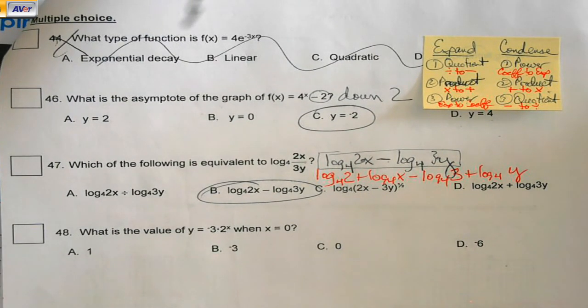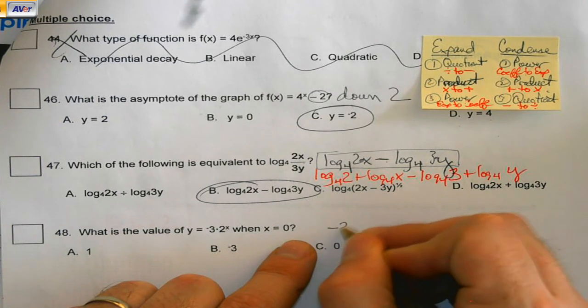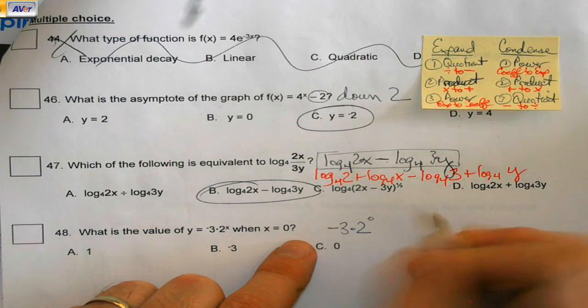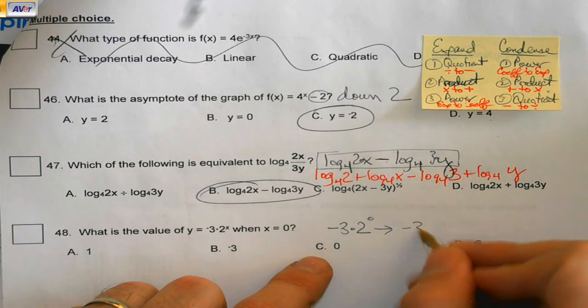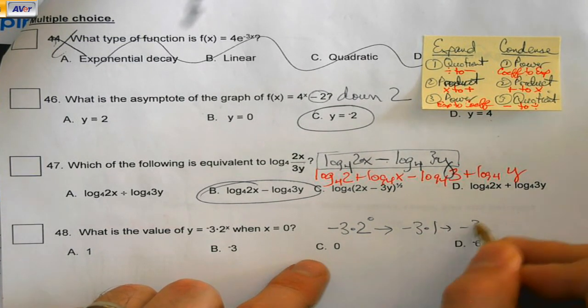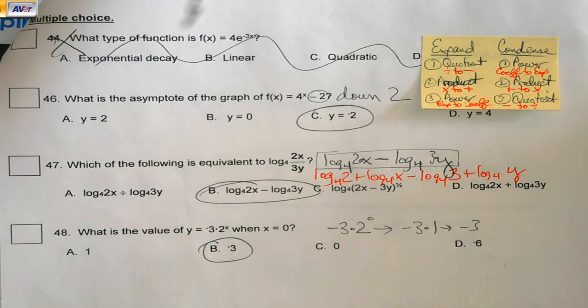And then finally, what's the value of -3 times 2 to the x when x equals 0? Two options. What's anything to the 0 power equal? 1. -3 times 1 is -3. Otherwise, could I punch it in the calculator? You know it. Okay?